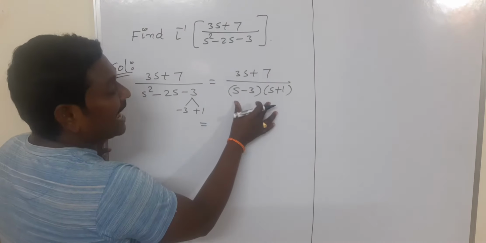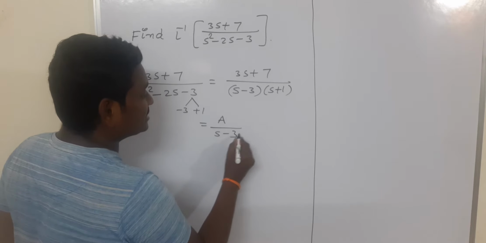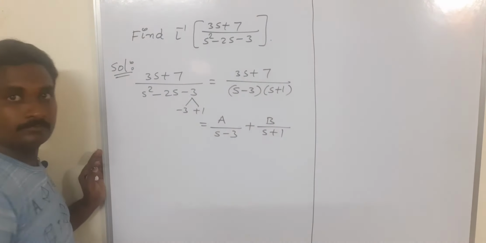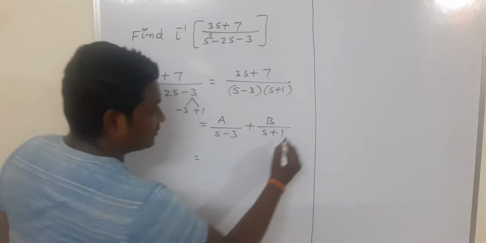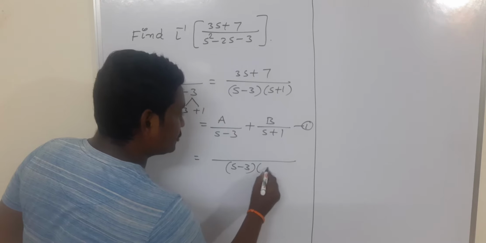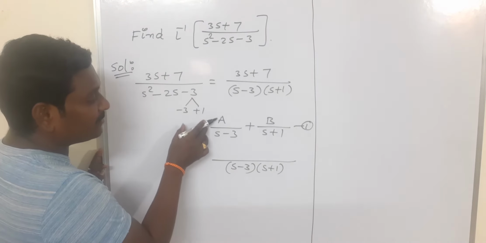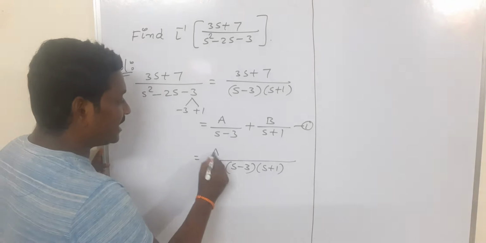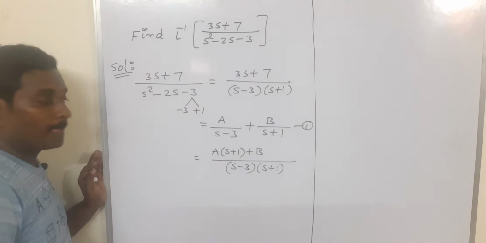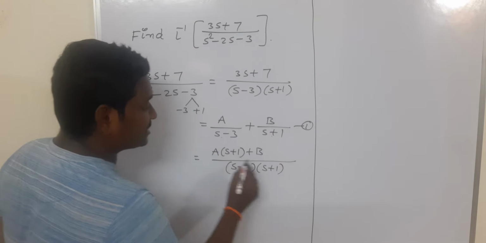Now the denominator has two different linear factors. That's why partial fractions becomes a by s minus 3 plus b by s plus 1. Okay. So take the LCM. This is equation number 1. Now take the LCM, (s minus 3) into (s plus 1). Already here we have s minus 3, so multiply a with the different term s plus 1, plus b into, already s plus 1 is there, so you should multiply the numerator b with s minus 3.